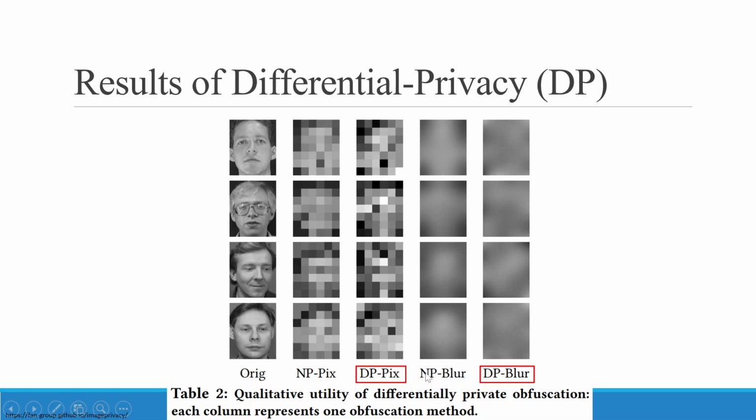Okay, and on the other hand, for the blurring, NP blur means we don't have differential privacy here. So it just has the traditional blur here. It will become like this. And then if we want to improve the traditional blur, we can apply differential privacy here. So it will turn to be this kind of content with differential privacy protection like this.